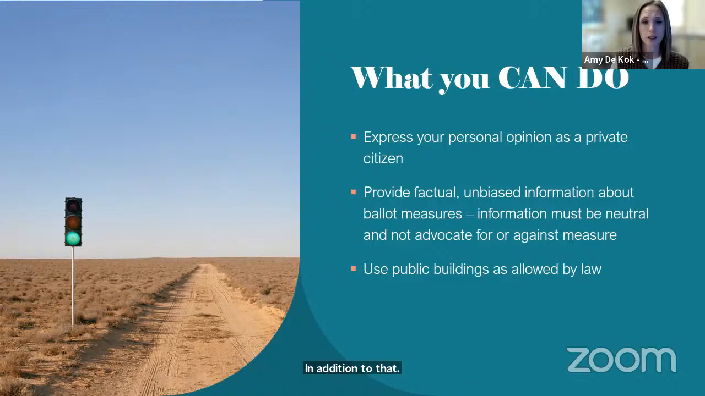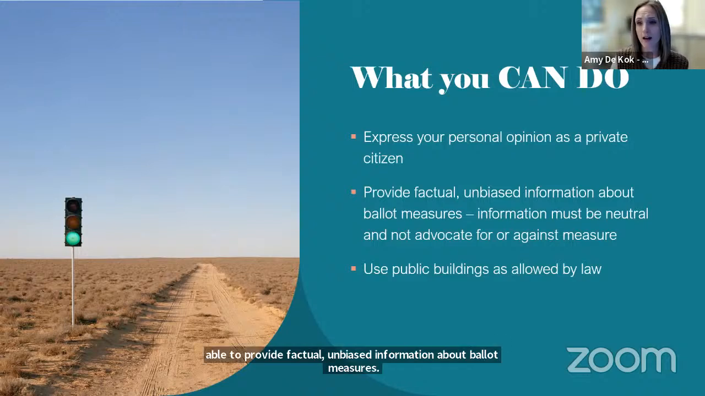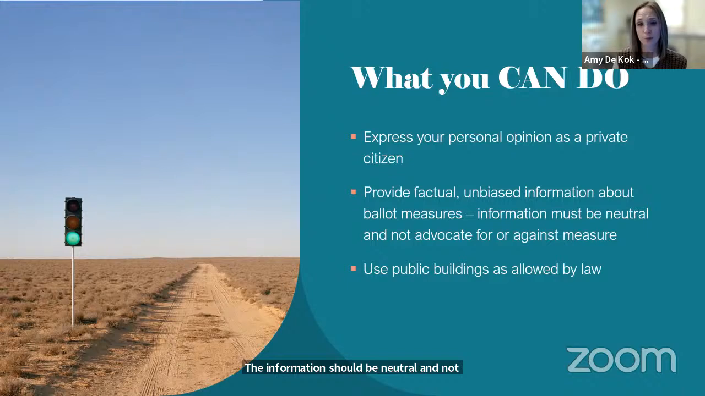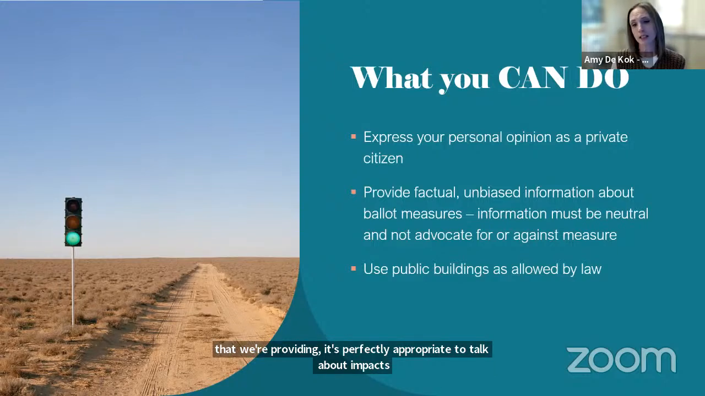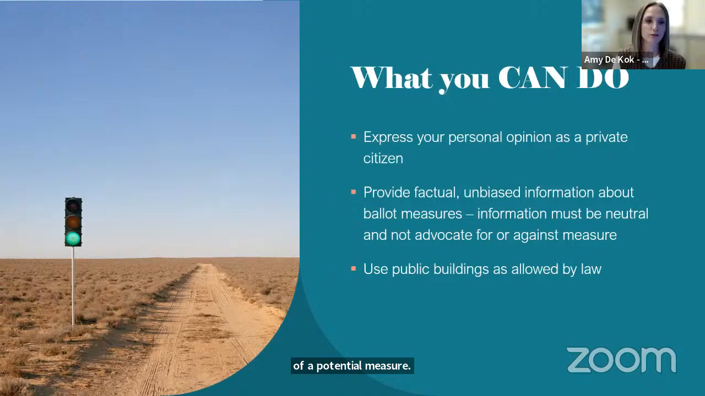In addition to that, school districts, school officials, and other local government officials are able to provide factual, unbiased information about ballot measures. The information should be neutral and not advocate for or against the measure. North Dakota law expressly allows you to do that for educational and informational purposes. That's where I think we need to be careful, making sure that the information we're providing is appropriate. It's perfectly fine to talk about impacts of a potential measure, but not to then take the next step and encourage people to vote one way or the other. So how you communicate about the impacts of Measure 4 on public education, for example, you want to make sure that you're aware of these lines so that you don't cross them.